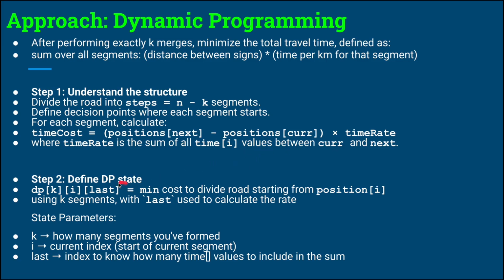In the DP state, we'll take dp at k, I, and last. So this will be the minimum cost to divide the road into some positions, or some segments, you can say. That will be used to calculate the rate. And then there will be the state k, I, and last. You can pause and understand these steps.